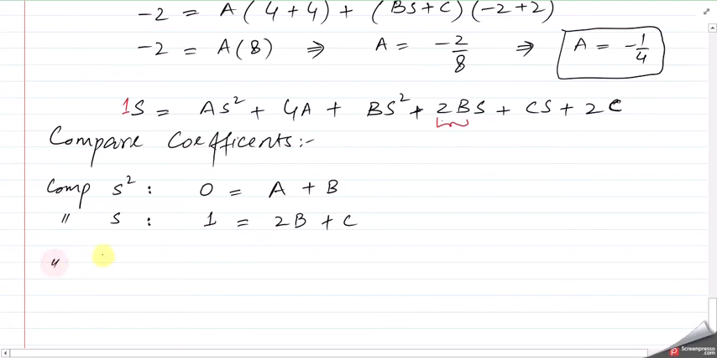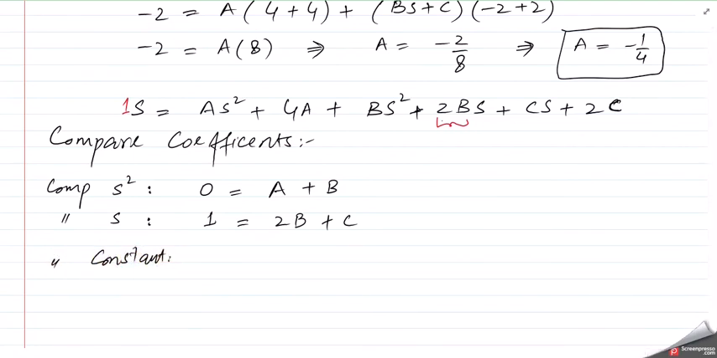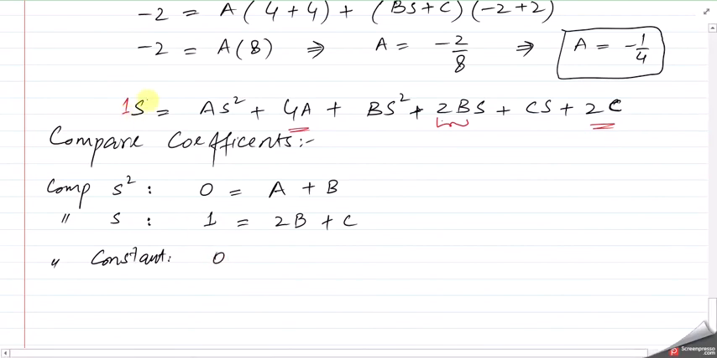Now we compare constants, the terms without s. This one is without s, okay? This one without s, and this one is without s. So on this side, no constant term, 0. On this side, 4a plus 2c. Now we have three equations in three unknowns, but actually we already know one, a. A we already know. So that will help us a great deal.